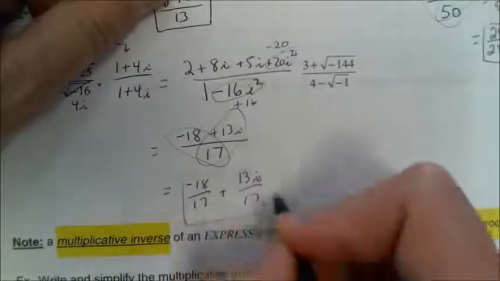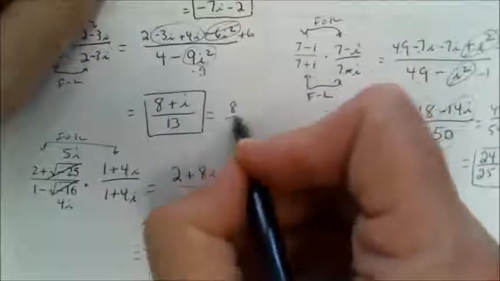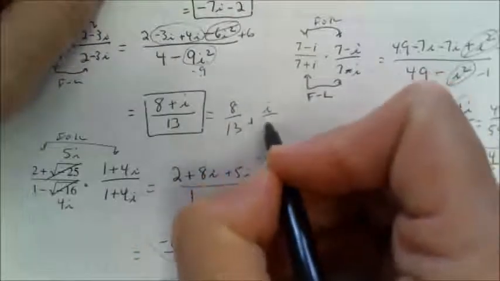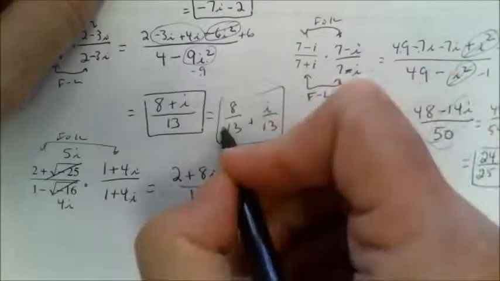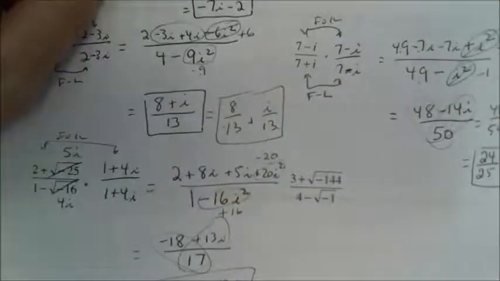It's probably a good idea to split those up. Like this one, you should probably split this one up here into 8 over 13 plus i over 13, so you can have a real part and an imaginary part.